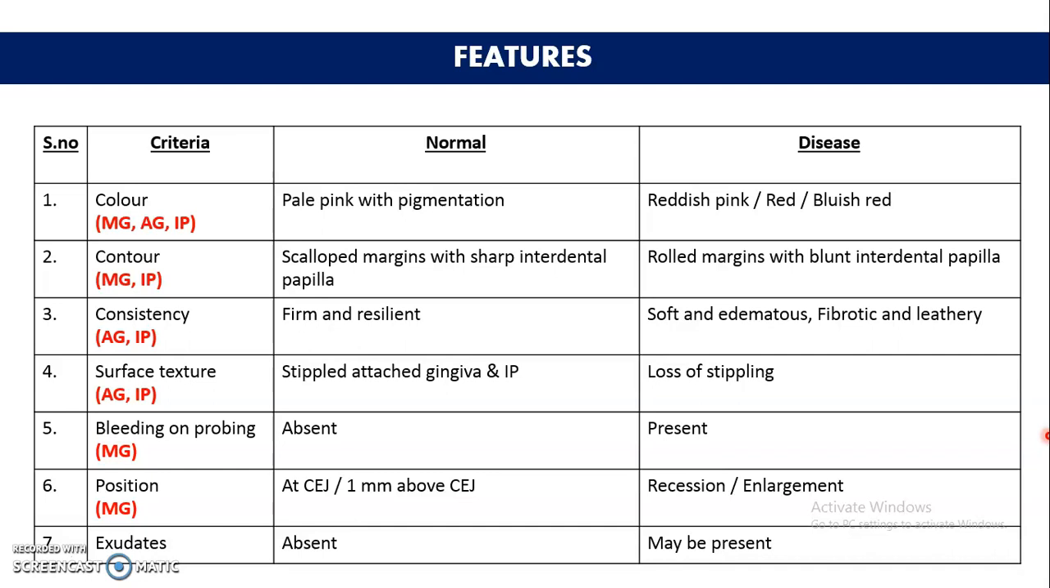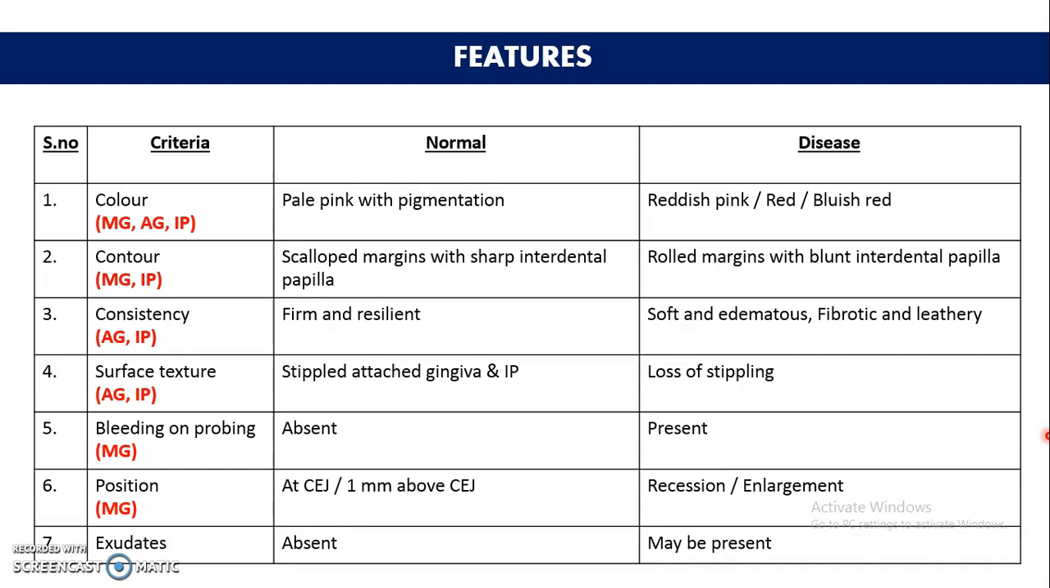The normal position of the gingiva will be at the level of CEJ or 1 mm above CEJ, whereas in disease it can be either apical to CEJ or coronal to CEJ in case of recession and enlargements. In normal condition, the exudate will not be present, whereas it may be present in disease condition.